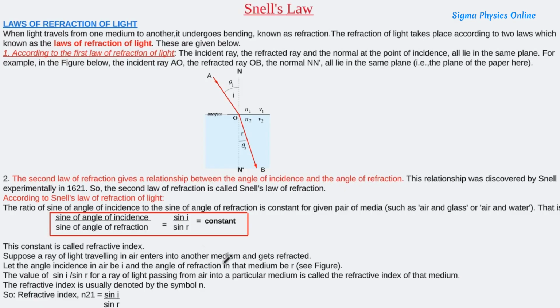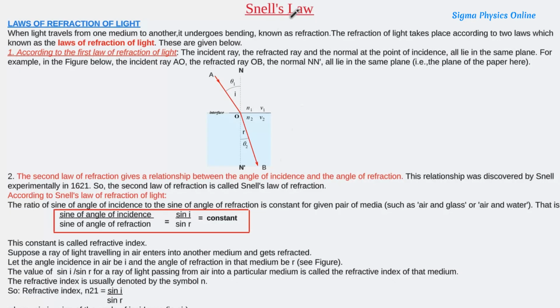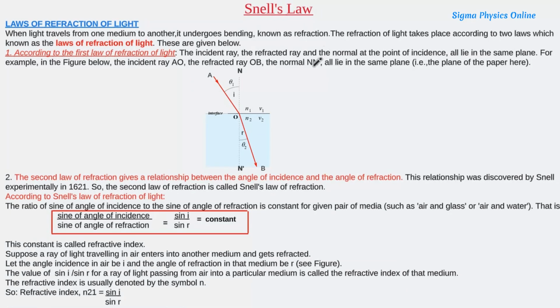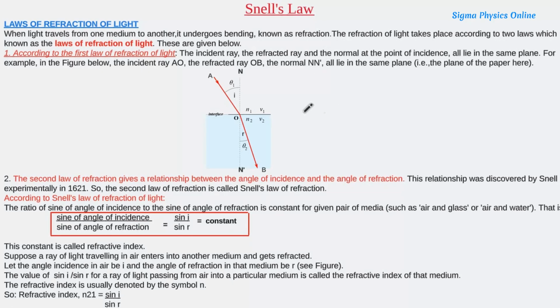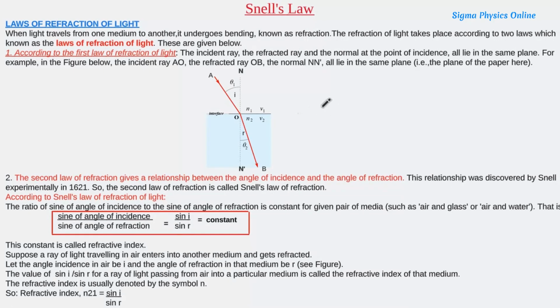Hello students, welcome back. So in today's video, we'll not be solving any question, rather we'll be understanding what Snell's law is. Many times students have asked me to make a video on Snell's law, so here's the video. So let's start and understand what Snell's law is.